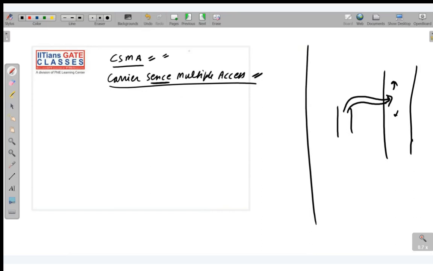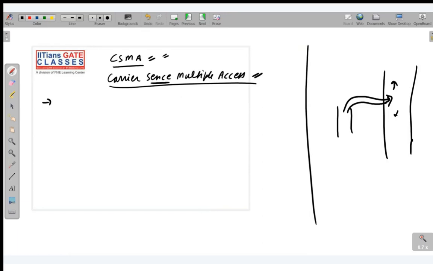The basic idea is this, so you can take notes. First point: to minimize the chances of collision, the CSMA technique was developed. Underline this, minimize the chances. I'm not saying zero chance, I'm saying minimize.